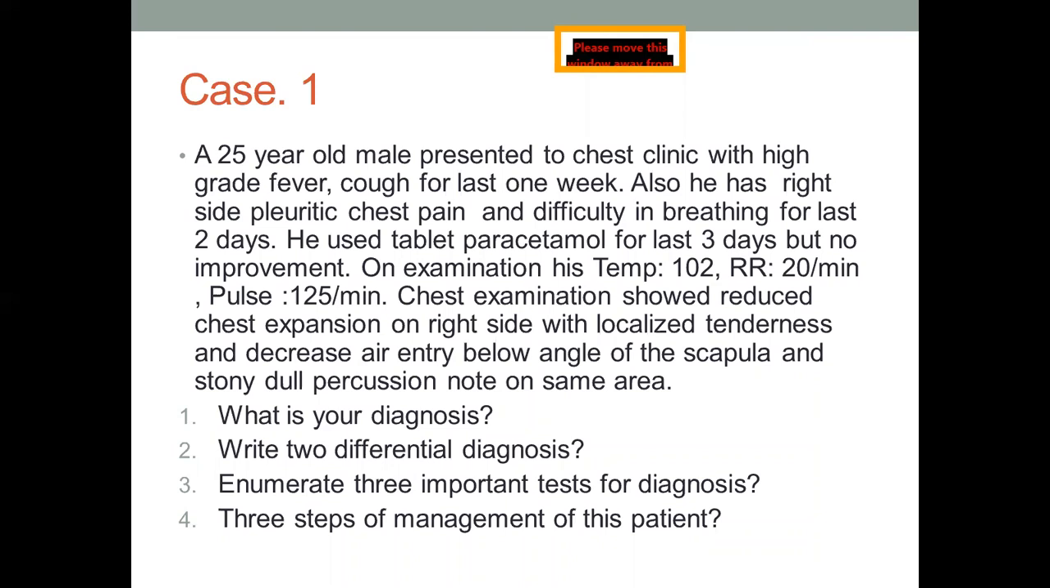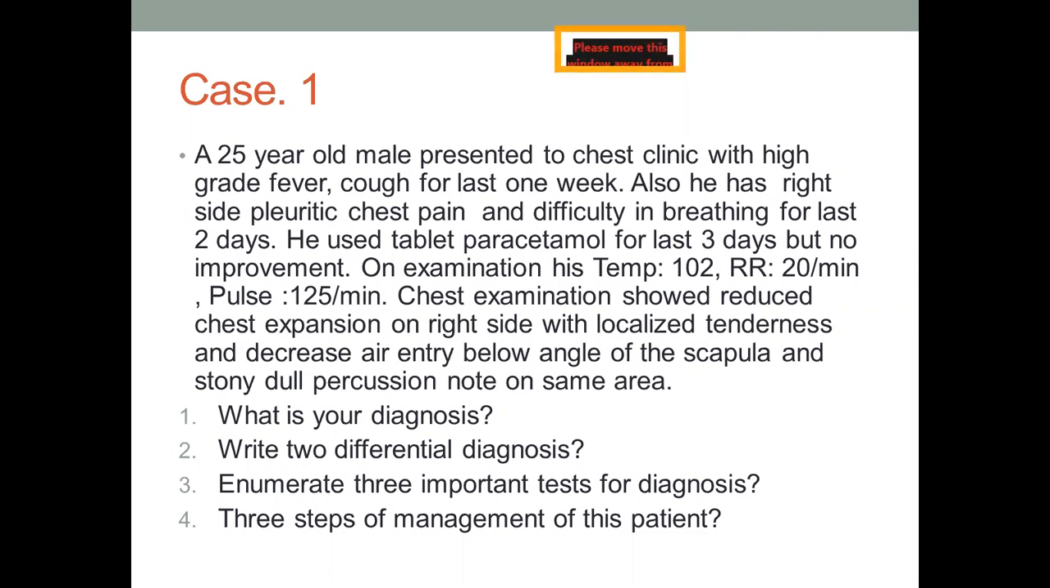Okay, these are the cases. Read this, and then answer the following cases. This is a 25-year-old male presented to the chest clinic with high-grade fever and cough for the last 1 week. Also, he has right side pleuritic chest pain and difficulty in breathing for the last 2 days, and he has used paracetamol.